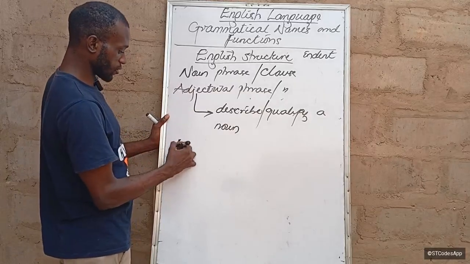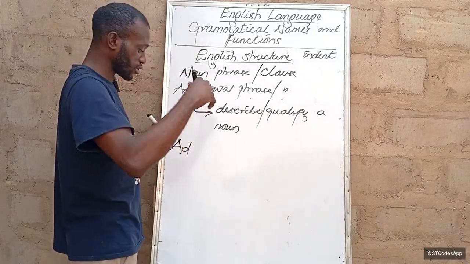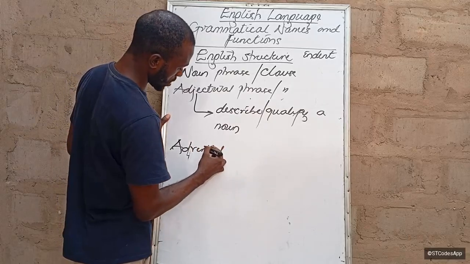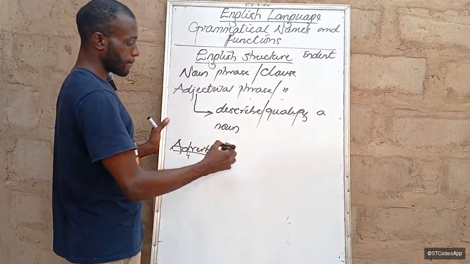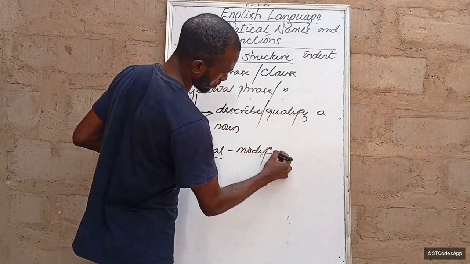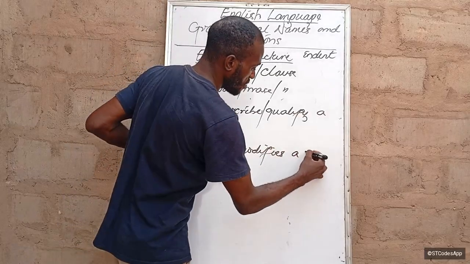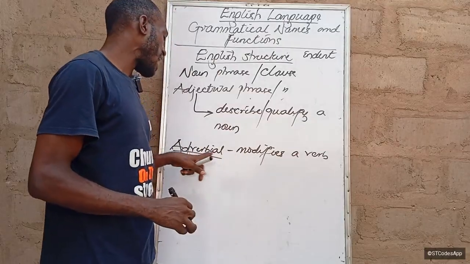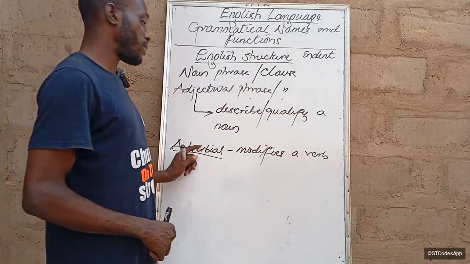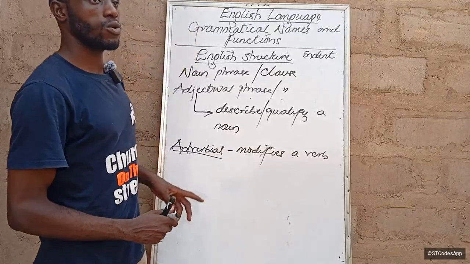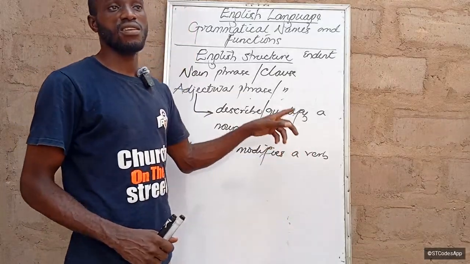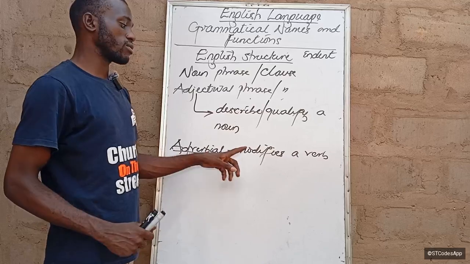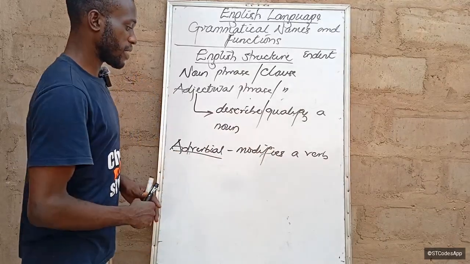Now, the third one, which is the last one, before we get into the trick I want to teach you, is the adverbial. Now, what is an adverbial? An adverbial modifies a verb. Okay, from the name you can already tell. You see adverb, that is an addendum to a verb, adding to a verb. So what it does is it modifies a verb, and by modification of a verb, it means that it's going to give us further information about a verb.